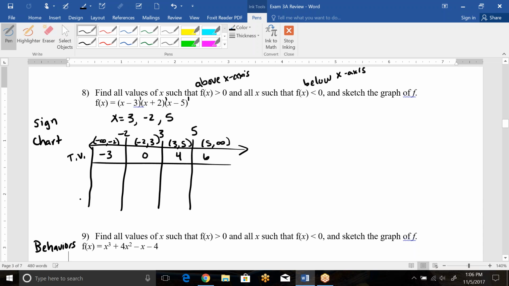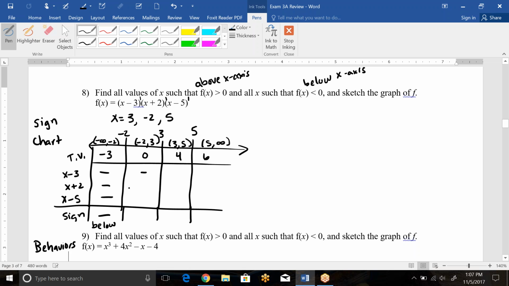We think about our factors, which are x minus 3, x plus 2, x minus 5. And we're not really worried about whether or not it's greater than or equal to 0 yet. That's going to be part of our final answer. So we're just going to get the overall sign. So -3 minus 3 is negative, -3 plus 2 is negative, -3 minus 5 is negative. 3 negatives multiply to be a negative. So that means this is going to be below the x-axis.